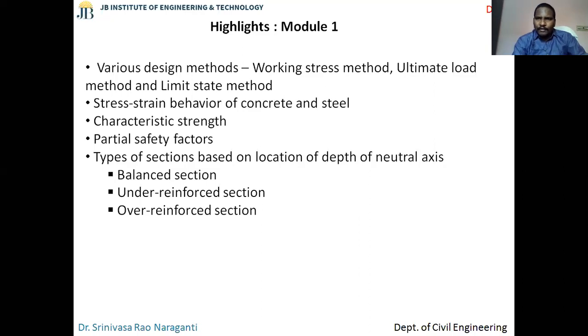Then partial safety factors we discussed. We said that a partial safety factor is something that is usually applied to both loads and materials. Because material properties are not the same all the time and a lot of quality issues are involved, we divide the strength of the material by the partial safety factor. On the load side, we know the expected load, but to get more factor of safety, we multiply the load with a partial safety factor. That's what we do.